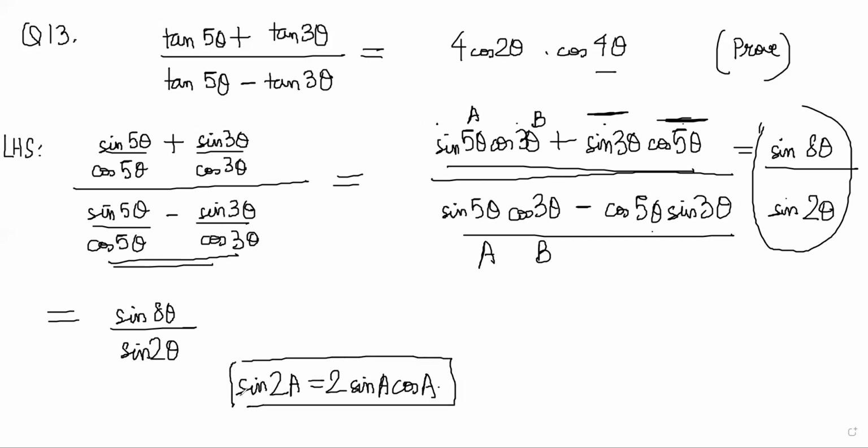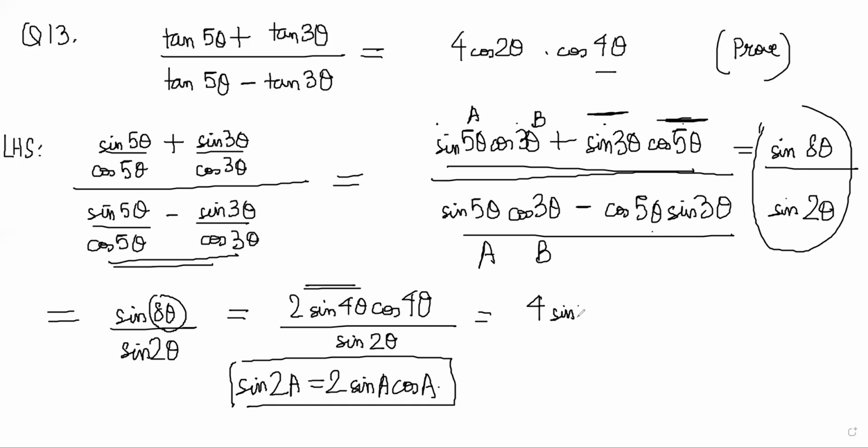So 8θ can be written as double of 4θ, so it is 2 times 4θ. That can be written as 2 sin 4θ cos 4θ, by sin 2θ. Now repeat the same process here. 4θ is 2 times 2θ, so that part can be written as 2 times. So the total becomes 4 sin 2θ cos 2θ cos 4θ.